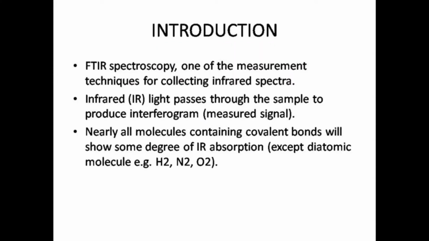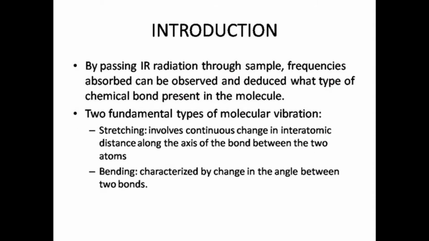Introduction. FTIR spectroscopy is one of the measurement techniques for collecting infrared spectra. Infrared light passes through the sample to produce an interferogram or measured signal. Nearly all molecules containing covalent bonds will show some degree of IR absorption, except diatomic molecules such as hydrogen, nitrogen, and oxygen. By passing IR radiation through a sample, the frequencies absorbed can be observed and used to deduce what type of chemical bond is present in the molecule.